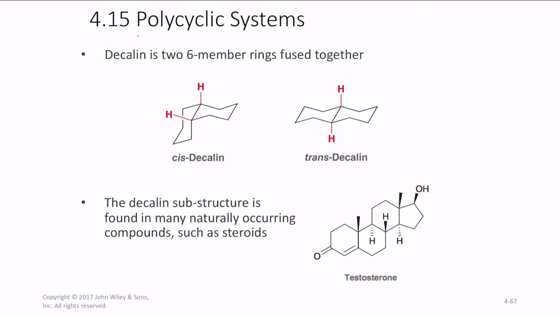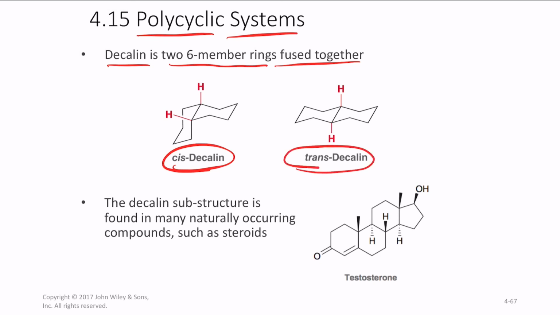So finally, let's talk about the last topic, polycyclic systems. Decalin is a structure which is two six-membered rings fused together. If one ring is downward in comparison to the other, we call this the cis decalin, and if both of them are next to each other, we call it the trans decalin. The reason we write this is based on the hydrogens where they fuse. If the hydrogens where they fuse are on the same side, we call it cis decalin. If the hydrogens where they fuse are on the opposite side, we call it trans decalin.